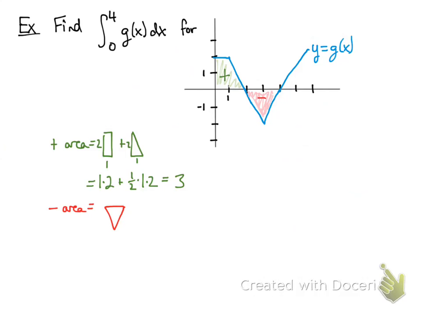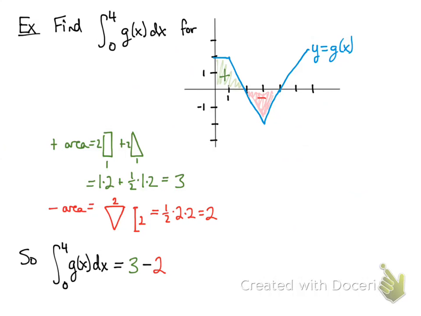The red area is an upside-down triangle. Its base is width 2, and its height is 2. And so its area is 1/2 times 2 times 2, which is 2. That means the definite integral is the net area, that is the positive stuff minus the negative area, the area above minus area below. So 3 minus 2 and that's 1. This definite integral equals 1.